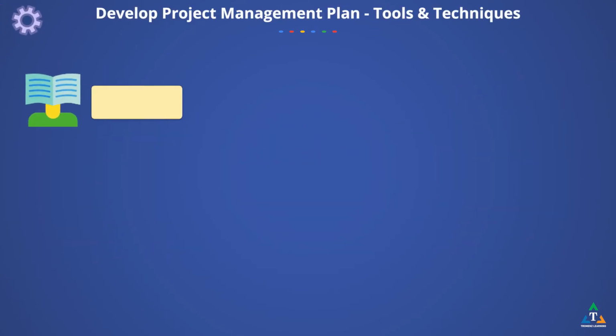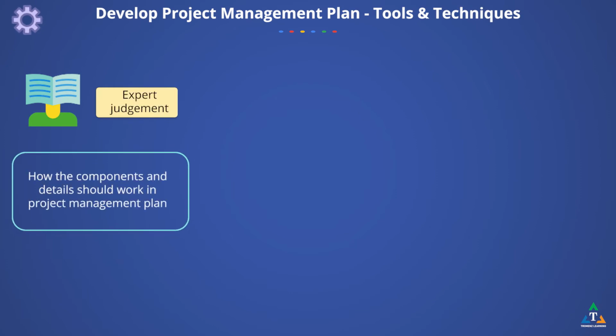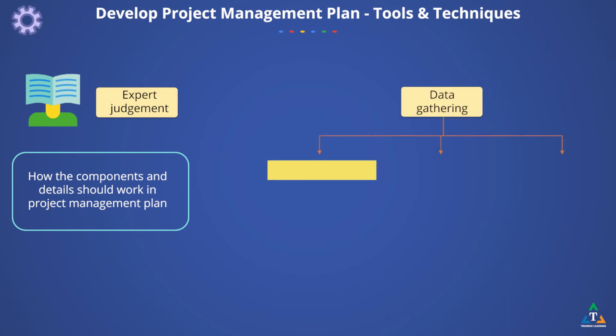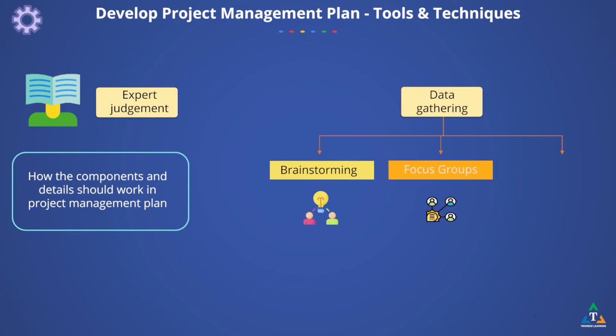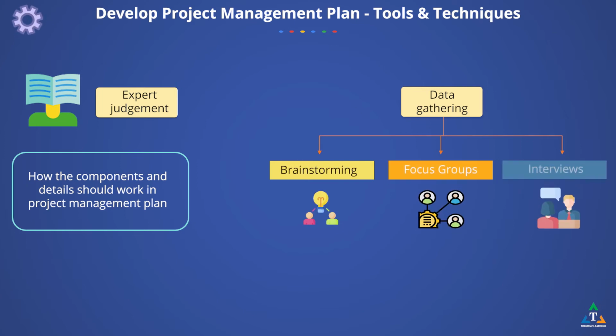Expert judgment is needed to determine how the components and the details should work within the project management plan for your project. Data gathering techniques such as brainstorming, checklists, focus groups, and interviews are also used in this process.